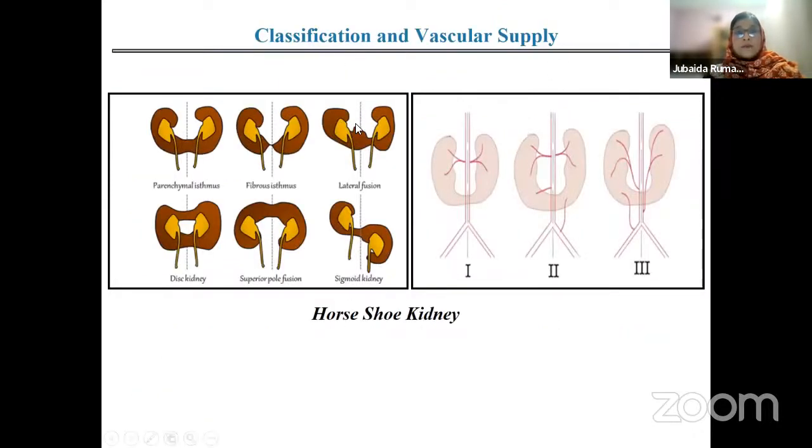So according to the fusion, horseshoe-shaped kidneys are divided into 6 major types. Here in the first picture, I'm just showing the fusions. First is a parenchymal isthmus we are seeing, and second is a fibrous isthmus. Sometimes the superior poles of both kidneys are joined and it forms the disc kidney. And when the superior poles are joined, it's like an inverted U shape. Very rarely, one kidney's inferior pole and the other kidney's superior pole may be connected and it forms the isthmus.